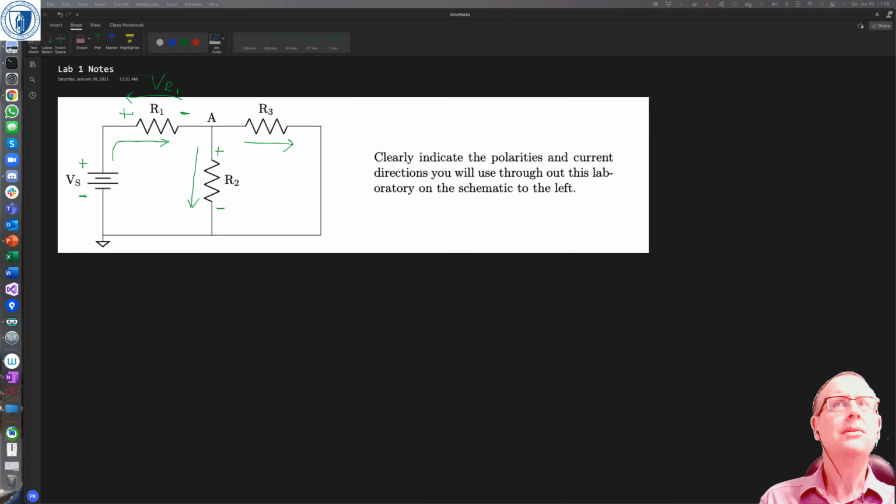Michael Matthews, did you have a thought about where the positive and negative side goes on the resistor, R3?